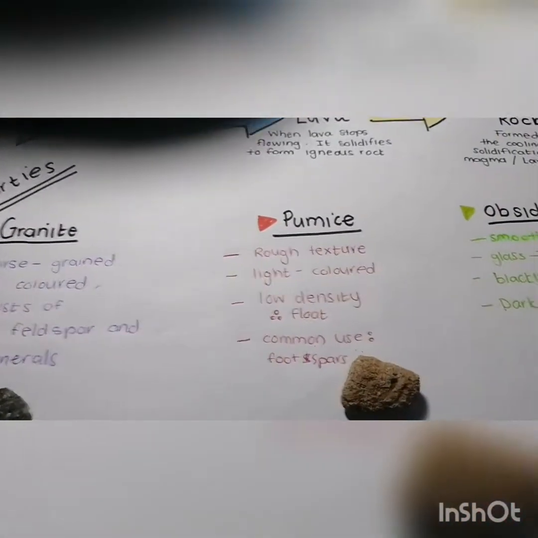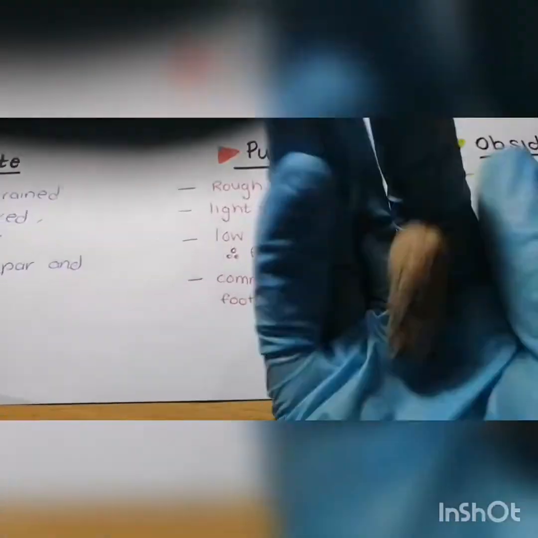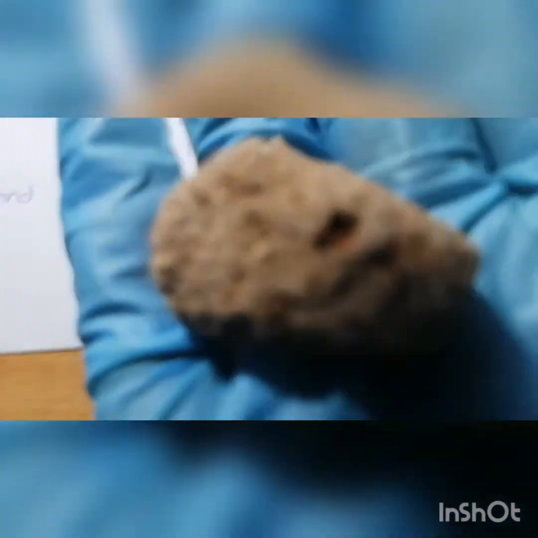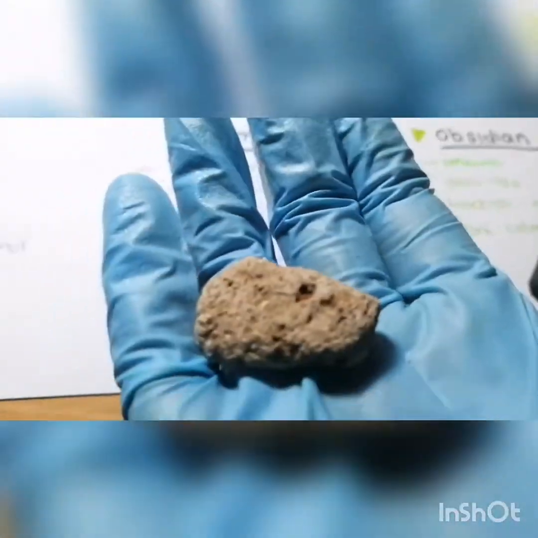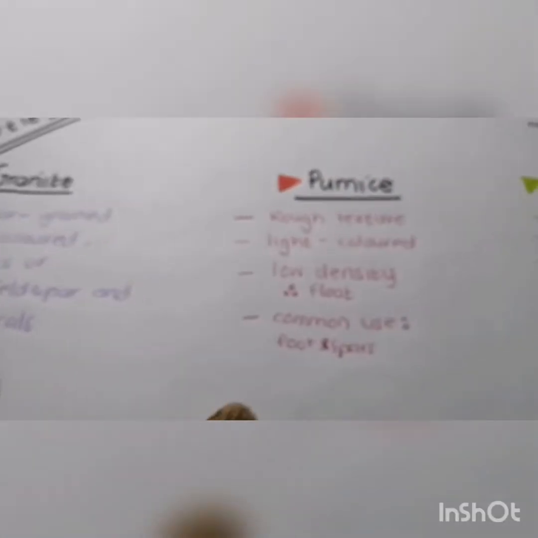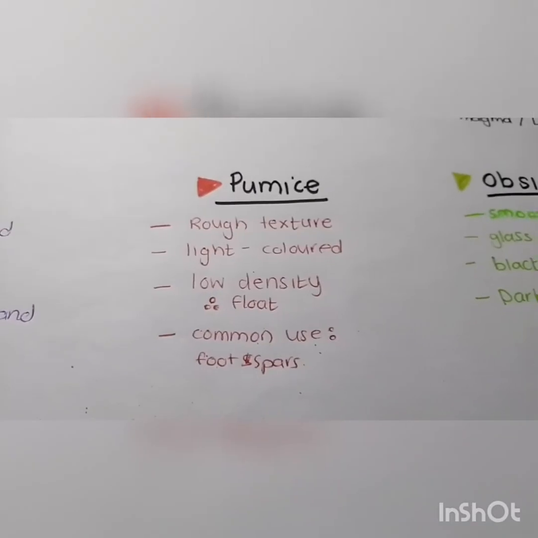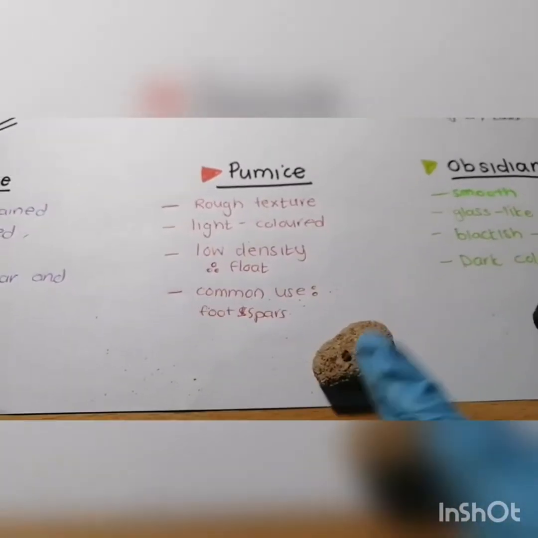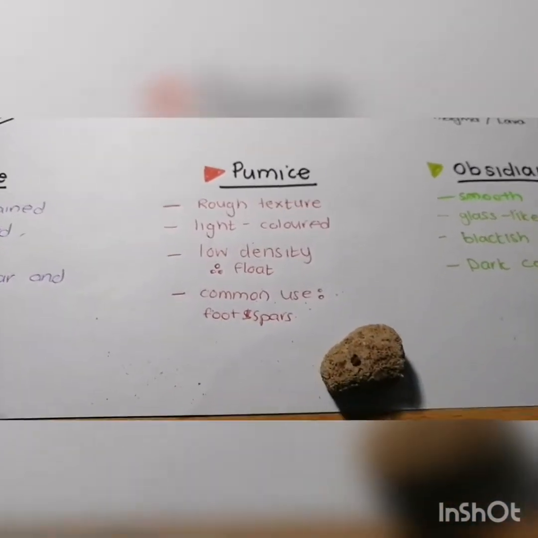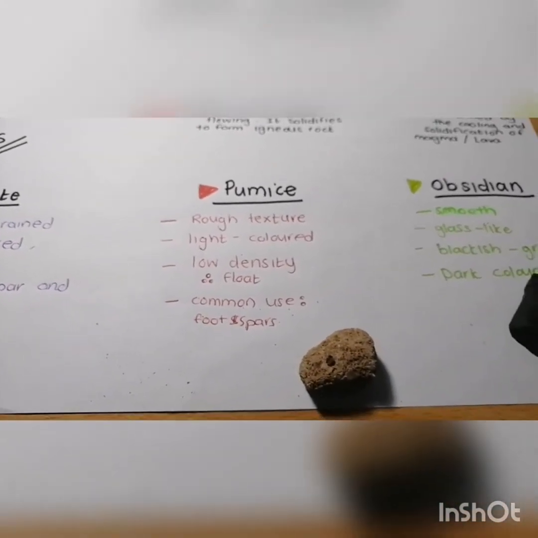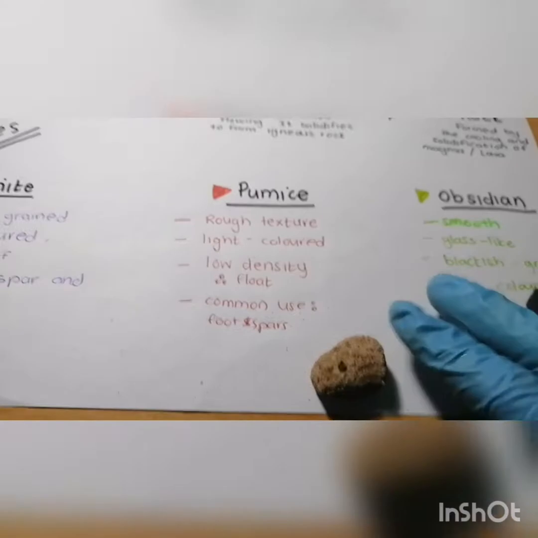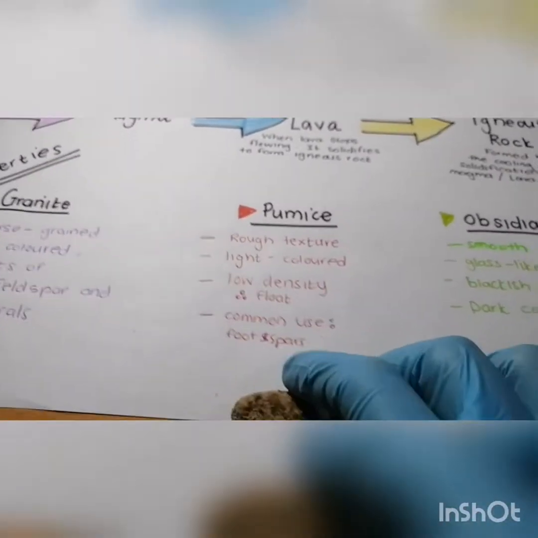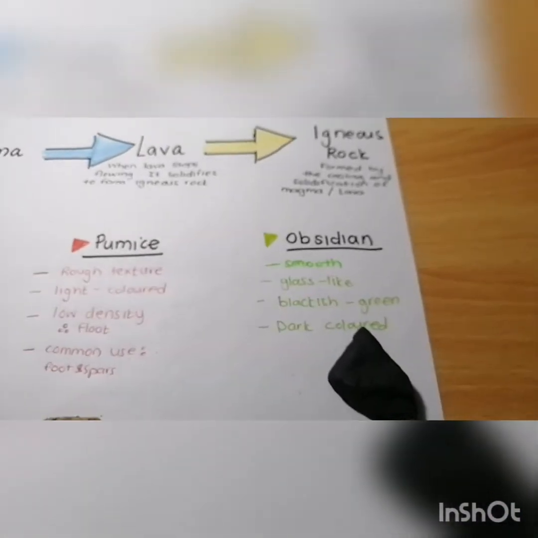Now we move on to pumice. Here's pumice. Pumice has a rough texture. It's light colored, with low density. If something has low density, it means it can float. And the common use is in foot spas to scrub the dead skin off your feet.